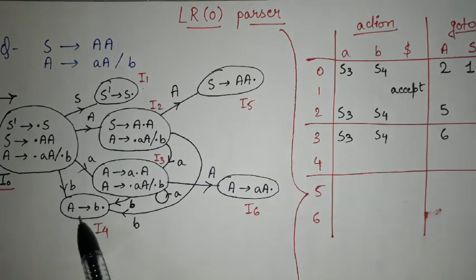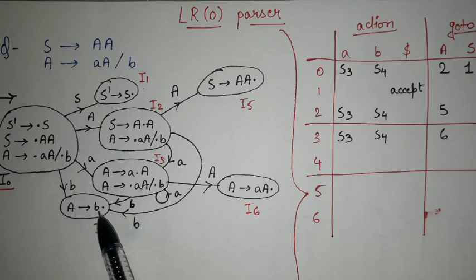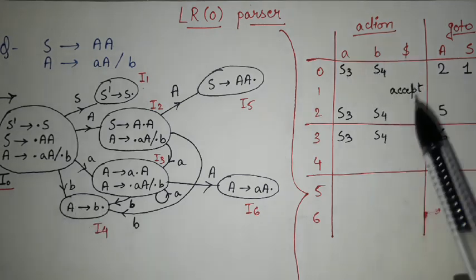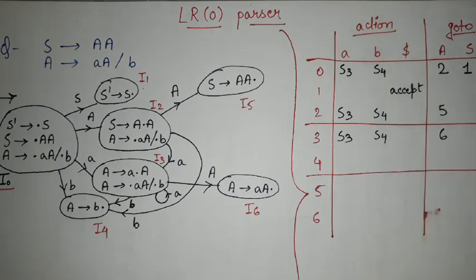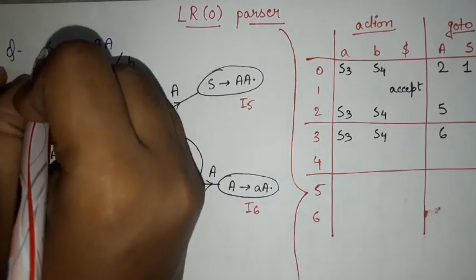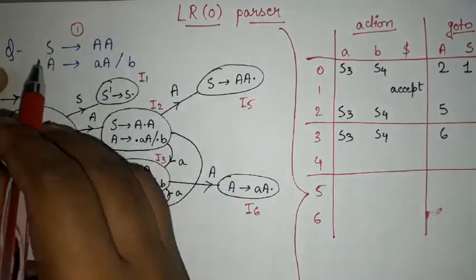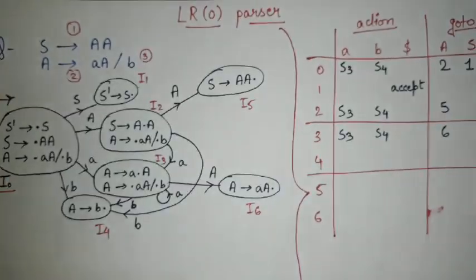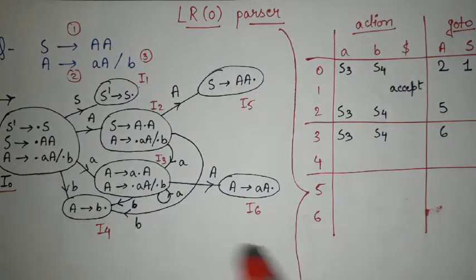Now the I4 state, this is A gives B dot. As I have explained before, this is a reduction state. For reduction, we will write this entry as R. So, R in the whole action part. Now, R what? Let's name the productions. For example, S gives AA, let's name it 1. A gives AA, let's name it 2. And A gives B, let's name it 3. We are just naming the productions. Now A gives B dot. What is the number of A gives B? 3.